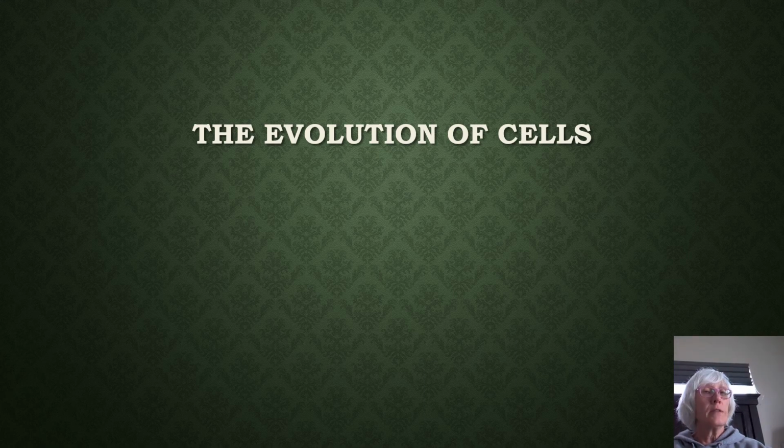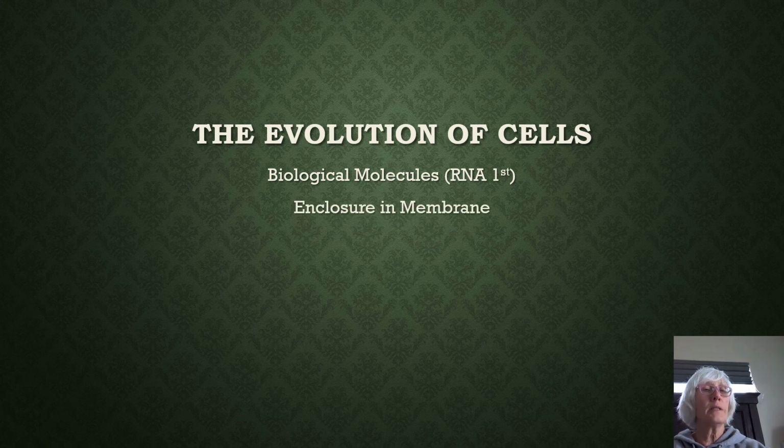The evolution of cells, this is essentially the take-home message, involves three separate steps. The first is we have to produce biologic molecules, and the hypothesized first biologic molecule that led to the evolution of cells was RNA. Following the development of biologic molecules, it was necessary to enclose those molecules in some sort of container. We are going to presume that that container was originally a membrane, however, we don't know.